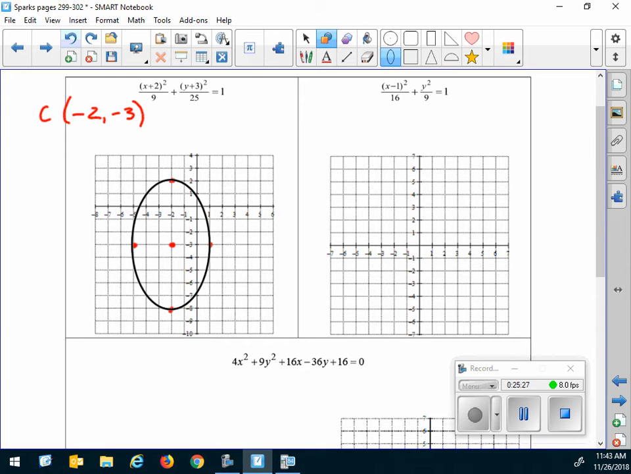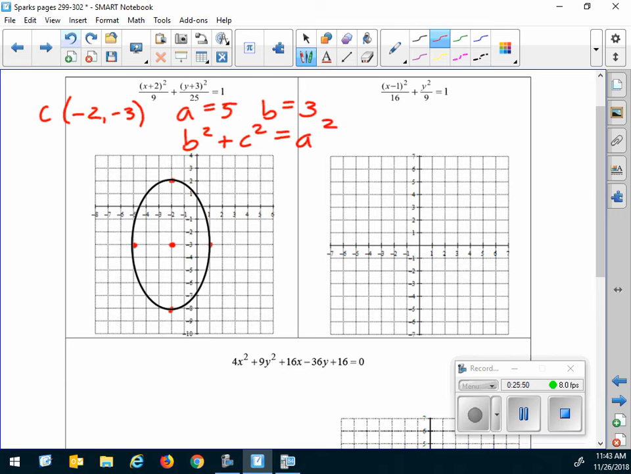Okay. Now, the only other thing we've got to do is figure out the foci. What is A? Can't do that with an ellipse, can I? A is 5, B is 3. And remember, B squared plus C squared equals A squared. A is the longest. So I've got 9 plus C squared equals 25. I hope we can figure that one out.